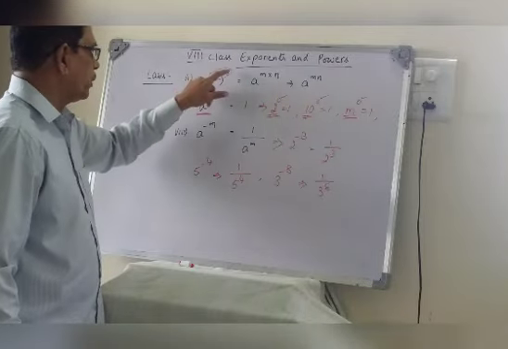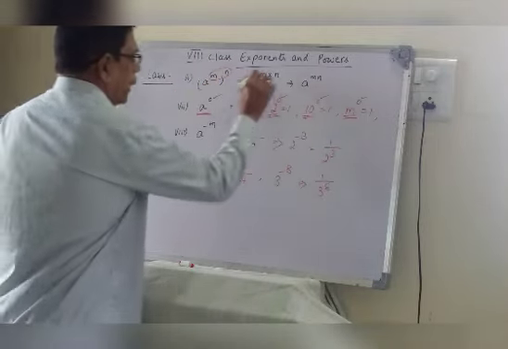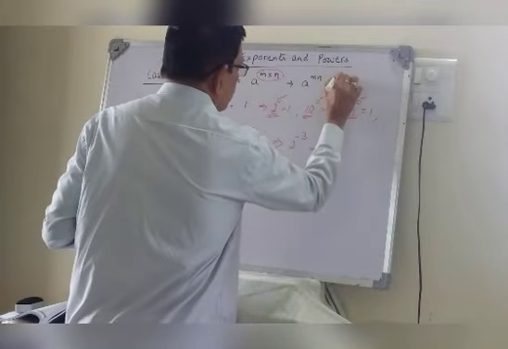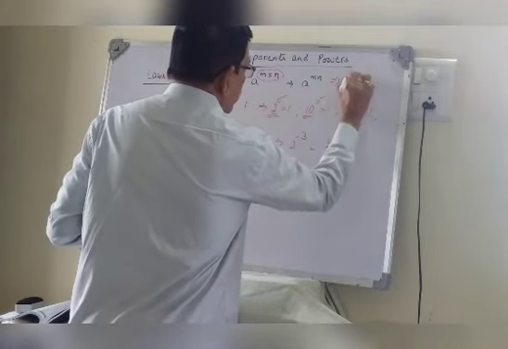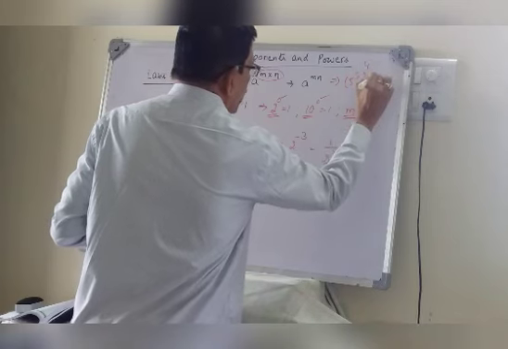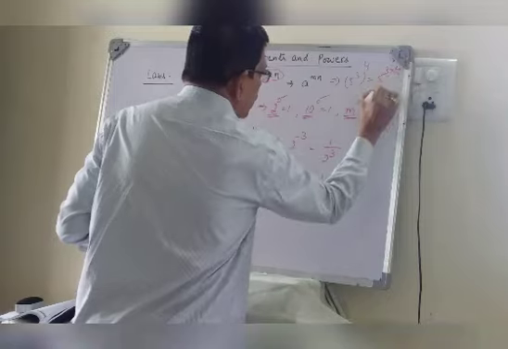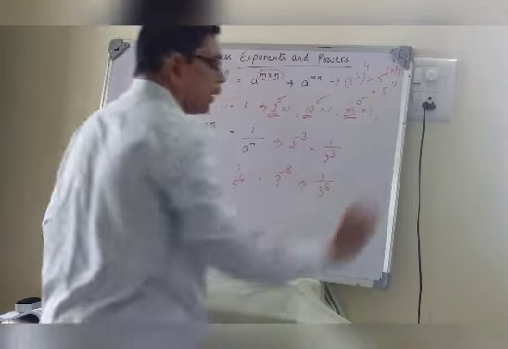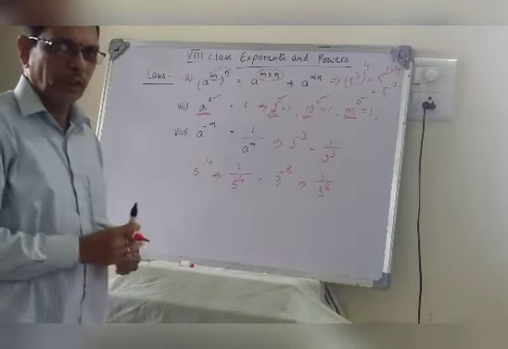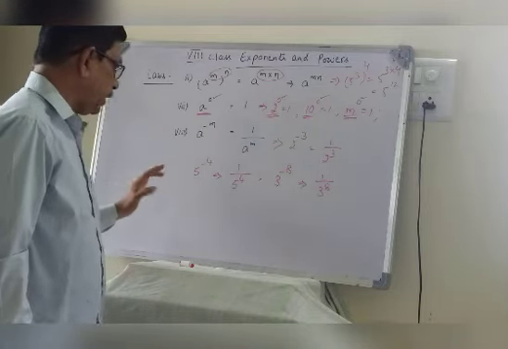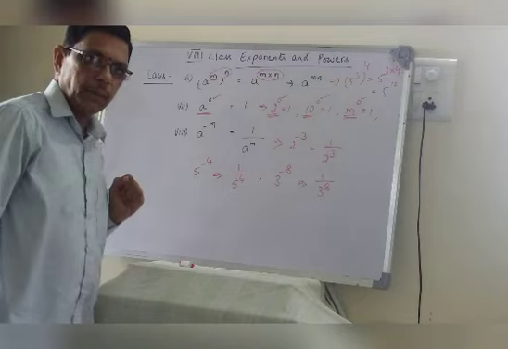When we get 2 powers at a time, we have to multiply the powers. m into n is equal to mn. Suppose it is 5 to the power of 3 whole to the power of 4, then we can write this as 5 to the power of 3 into 4, that is equal to 5 to the power of 12. Like this we have to simplify. Is it clear, all of you? So these are the laws of the exponent. We have 8 laws. Have a look.